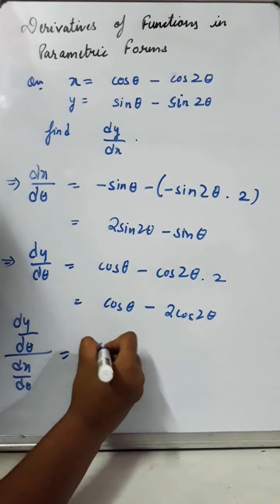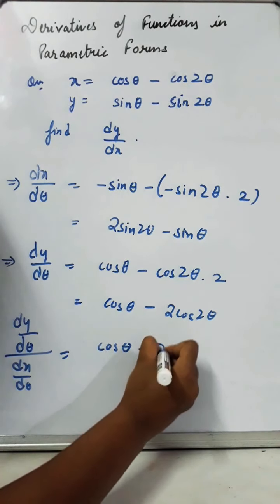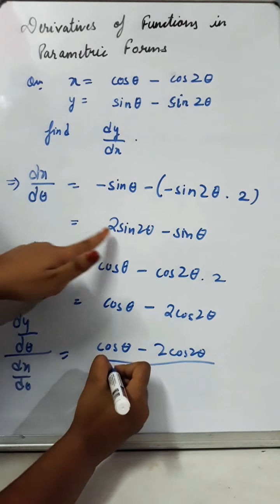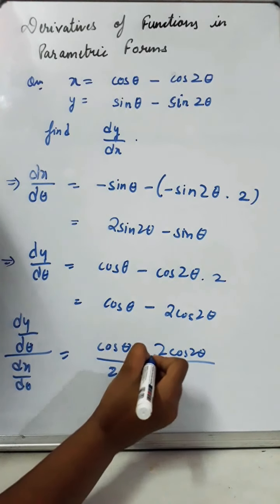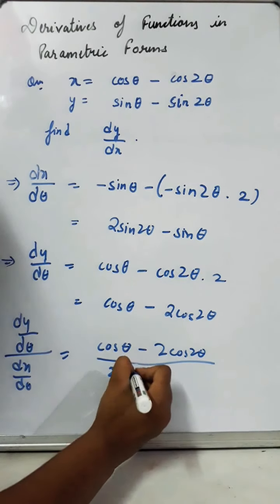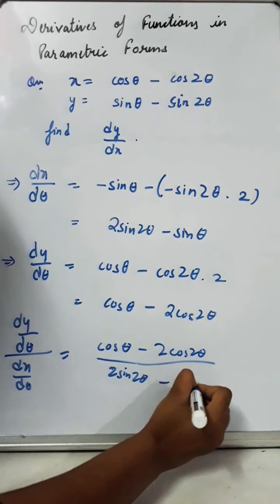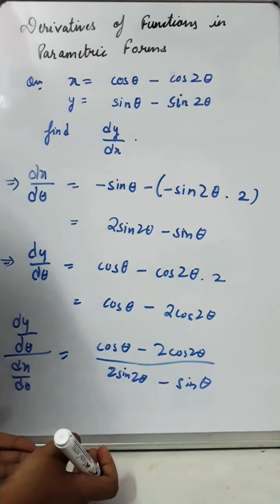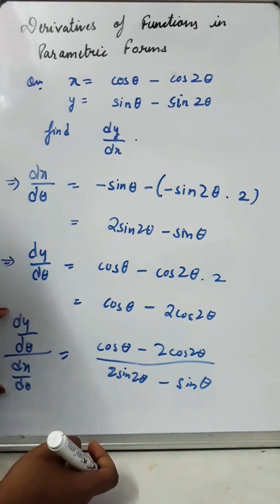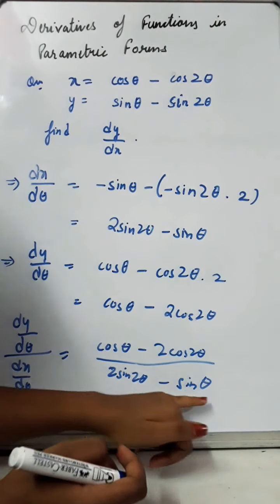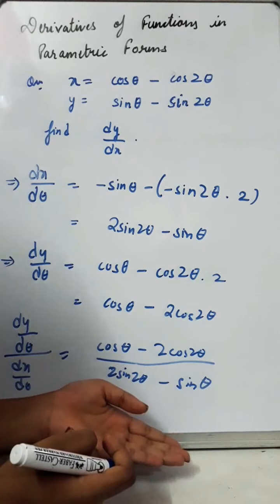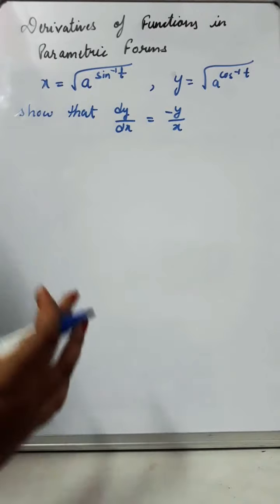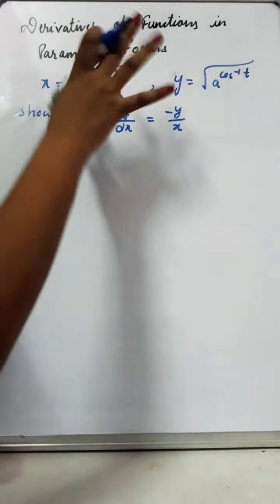what? Cos theta minus 2 times cos 2 theta whole upon 2 times sin 2 theta minus sin theta. Till now you have this. Now d theta d theta will get cancelled, and ultimately this results in dy dx. You just have to simplify this if it is further simplifiable. With this you can solve a variety of questions from parametric form.